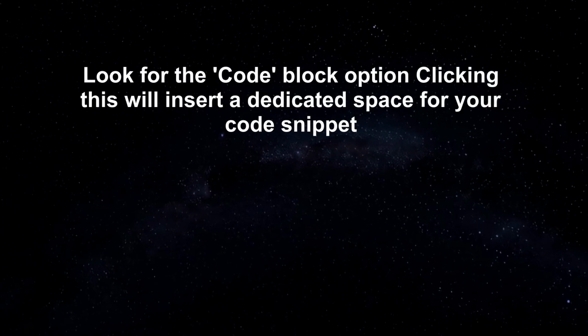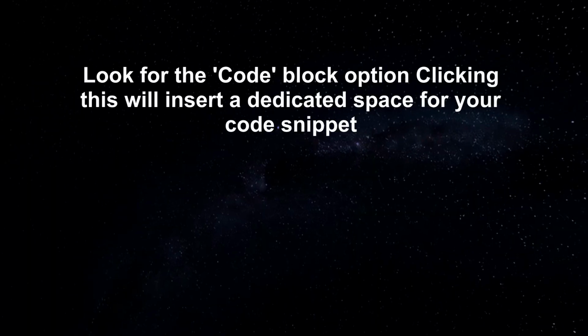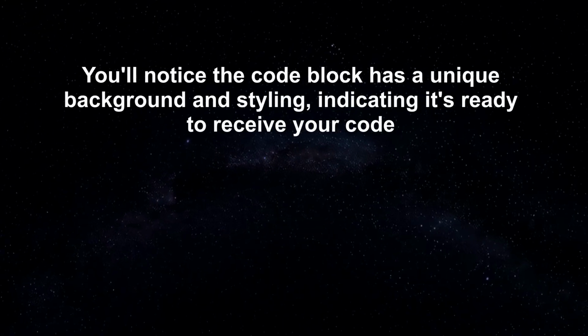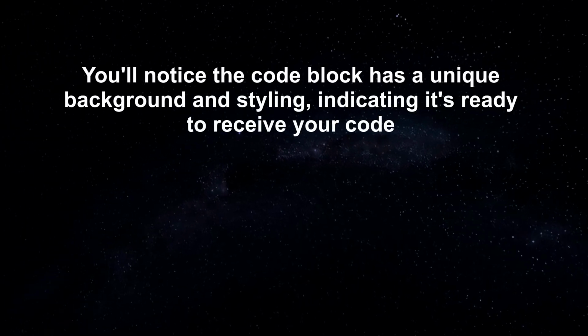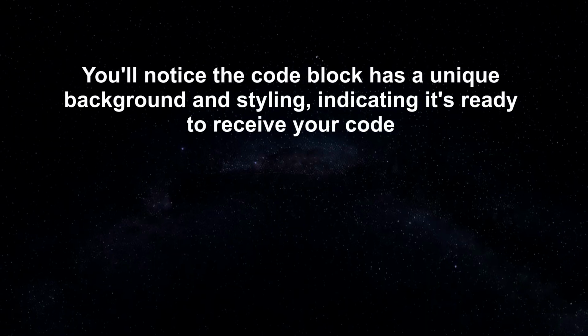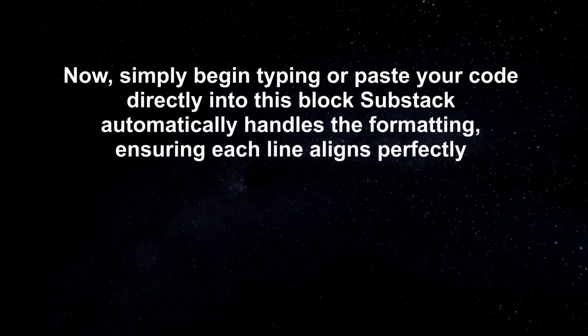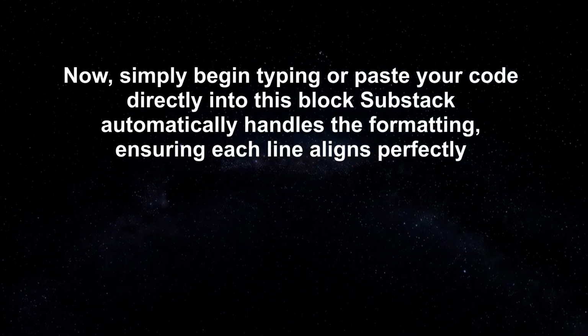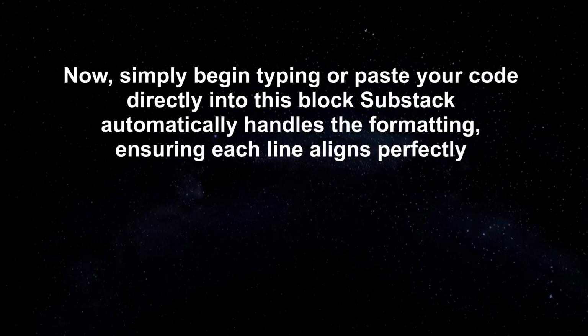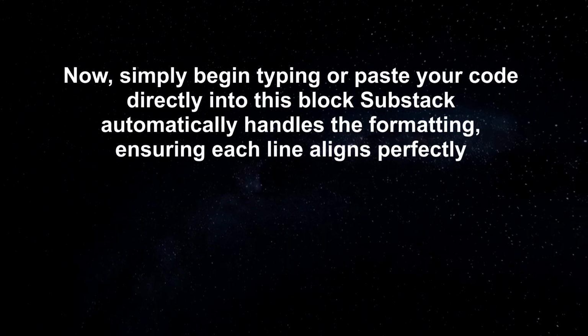Clicking this will insert a dedicated space for your code snippet. You'll notice the code block has a unique background and styling, indicating it's ready to receive your code. Now, simply begin typing or paste your code directly into this block. Substack automatically handles the formatting, ensuring each line aligns perfectly.